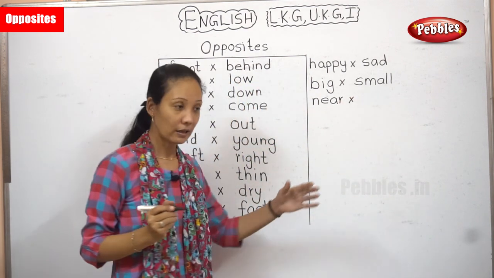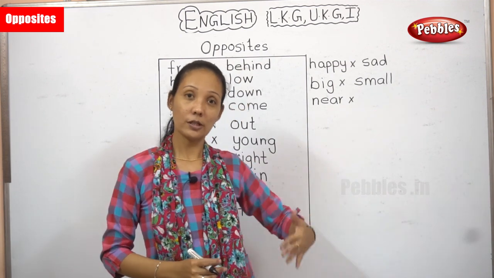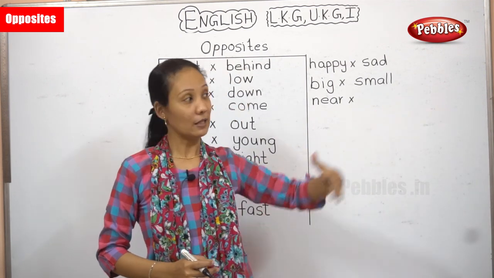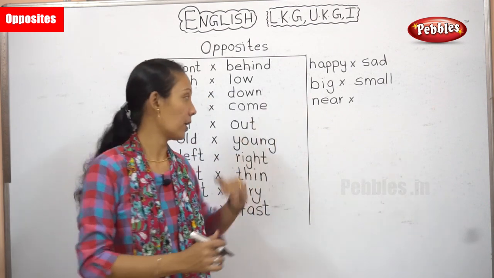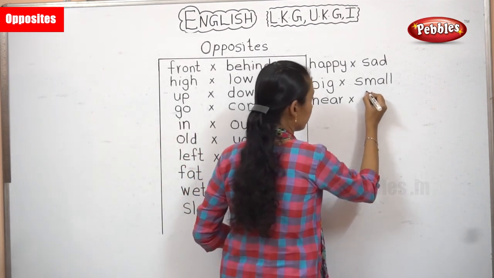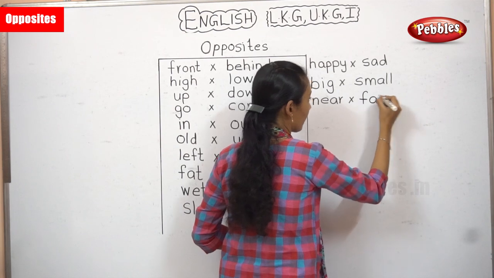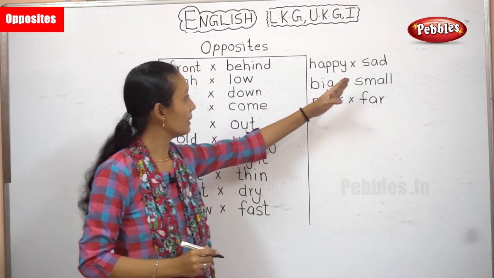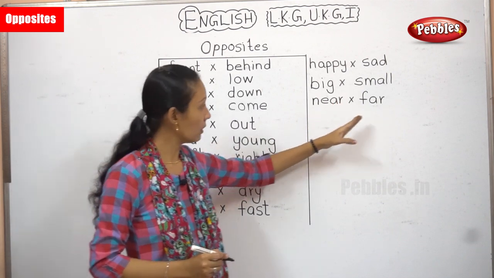Next one, near. Near means something which is closer to you. Okay, near. So if you see something in the distance, what will that be? Yes, that is far. It's far away, isn't it? So near, far. Okay, now you have happy, sad, big, small, near, far.